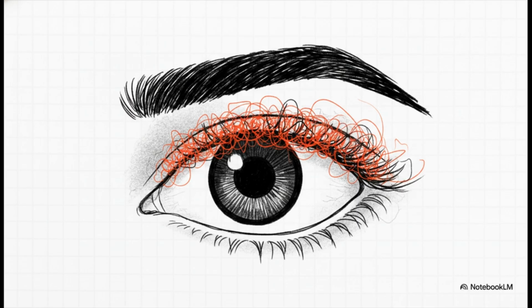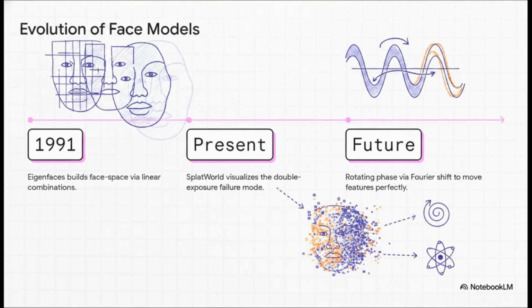That fire we just talked about, it is literally just this fight, this double exposure failure made completely visible as a wave interference glitch. This double exposure problem isn't actually new either. It's a ghost from 1991 when a tech called eigenfaces used linear combinations to build faces. SplatWorld is essentially just perfectly visualizing this old failure mode for us today. But look at the future direction on the horizon: phase transport. By leveraging the Fourier shift theorem, future models could actually slide features around smoothly just by rotating their mathematical phase. They could move the wave without ever destroying it.